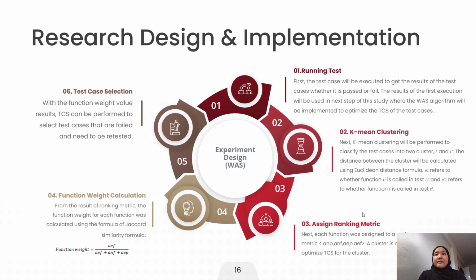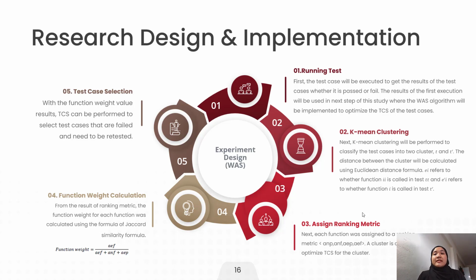Number 2 will be the K-means clustering, which will be performed to classify the test cases into two clusters, T and T prime. The distance between the clusters will be calculated using the Euclidean distance formula, where E_i refers to whether function i is called in test T, and E prime i refers to whether function i is called in test T prime. This is in the Euclidean distance formula.